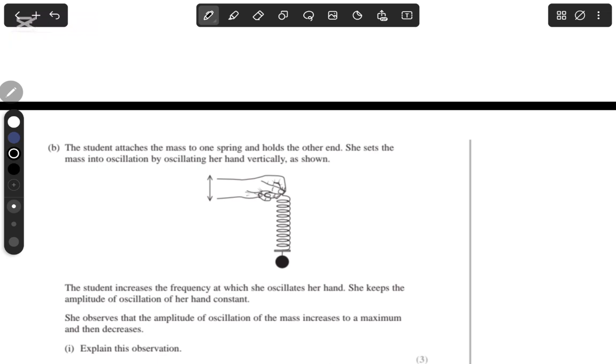So in the next part, the student attaches the mass to one spring, holds the other end, and then she sets the mass into oscillation by oscillating her hand vertically as shown. The student increases the frequency at which she oscillates her hand. She keeps the amplitude of oscillation of her hand constant. She observes that the amplitude of oscillation of the mass increases to a maximum and then decreases.